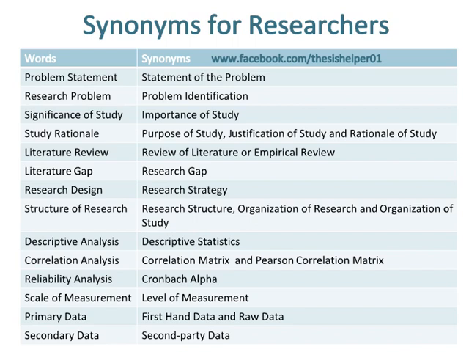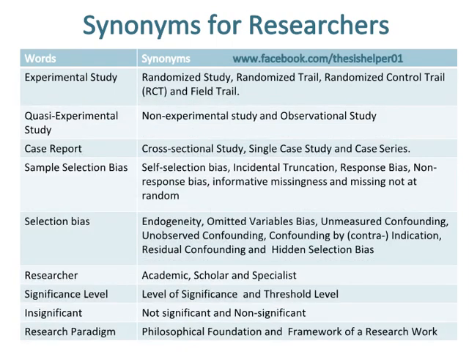Synonym of secondary data is second-party data. Synonyms of experimental study are randomized study, randomized trial, randomized control trial, RCT, and field trial. Synonyms of quasi-experimental study are non-experimental study and observational study. Synonyms of case report are cross-sectional study, single case study and case series.